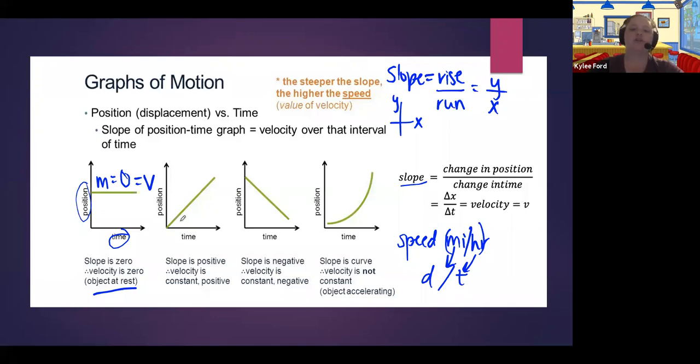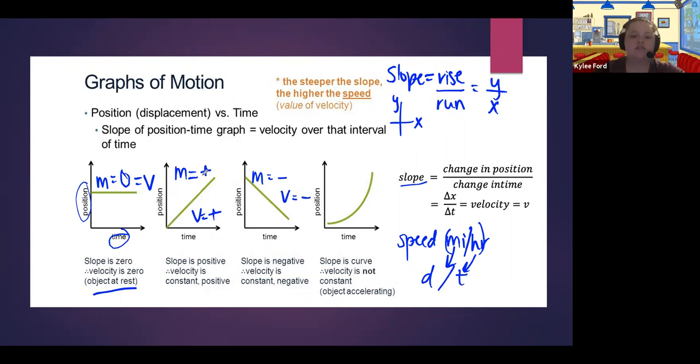What we want to pay attention to is, is it a positive slope or a negative slope? So in this case, our slope is positive. That's all we really care about at the moment. So what this means is that our velocity is also positive. If we have a positive slope, we have a positive velocity. Makes sense, right? Now this next one, our slope is negative, so our velocity is negative.